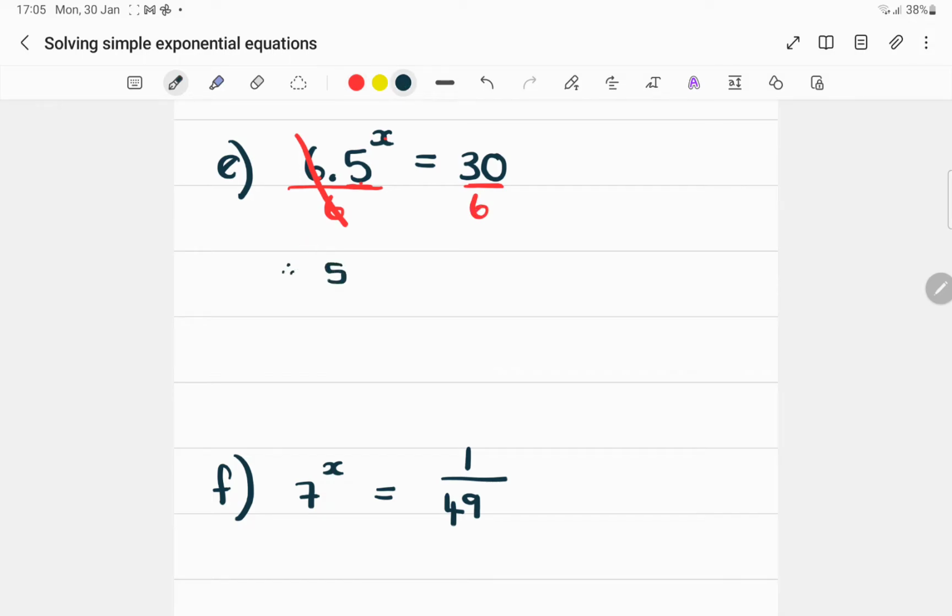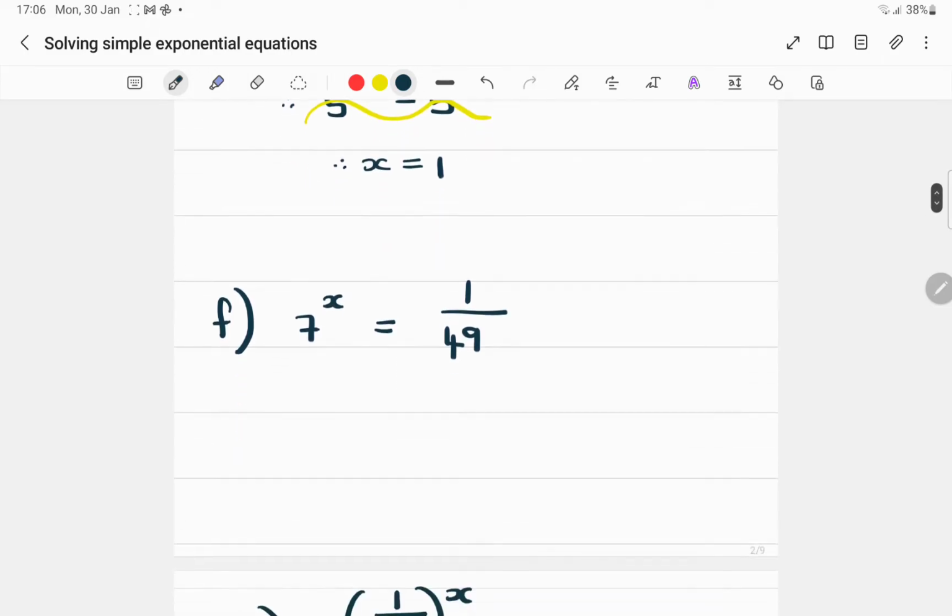Then you are left with 5 to the power x is equal to 30 divided by 6 is 5. So then again, we've got the same bases. Drop it like it's hot. And please remember the 5, if there's nothing, there's a 1 as an exponent. Thus, x is equal to 1. Okay, and you can always go test yourself. 5 to the power 1 is 5. 5 times 6 does give you 30.